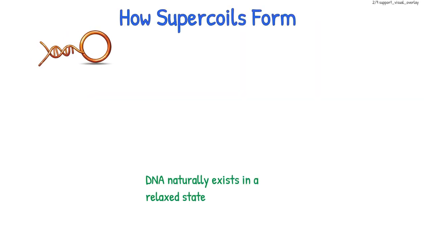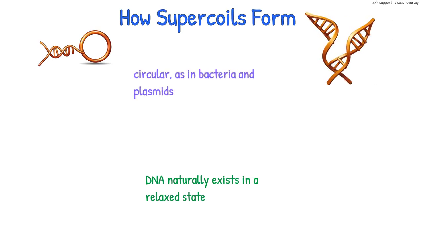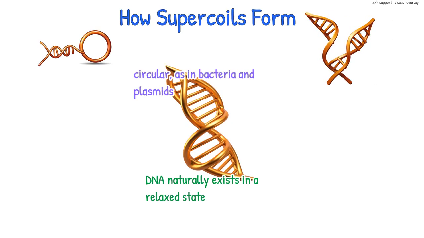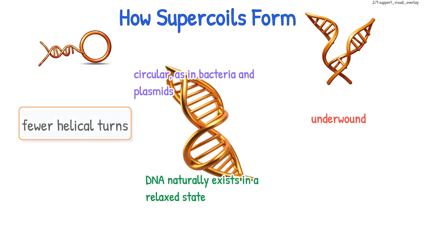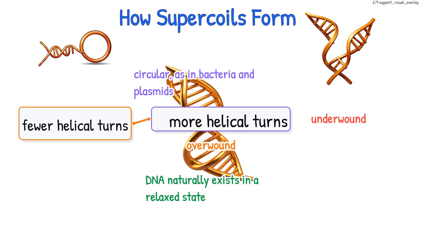DNA naturally exists in a relaxed state when its ends are free to rotate. However, in the cell, DNA is typically circular, as in bacteria and plasmids, or anchored at points along its length, as in eukaryotic chromosomes. When the DNA helix is underwound, meaning it has fewer helical turns, or overwound, meaning it has more helical turns, relative to this relaxed state, torsional stress builds. The DNA relieves this stress by twisting into loops or coils, forming supercoils.